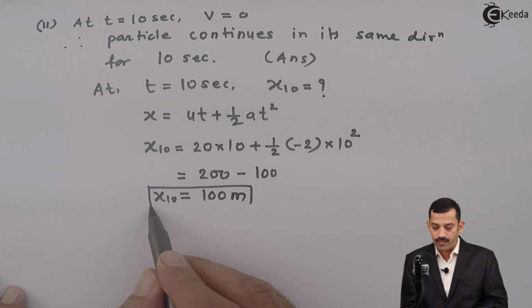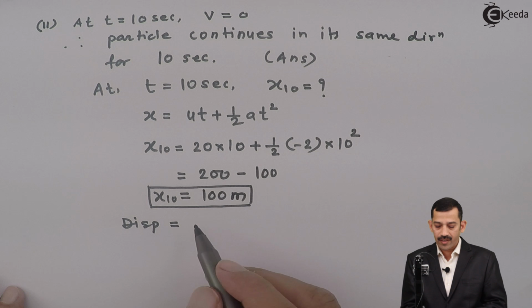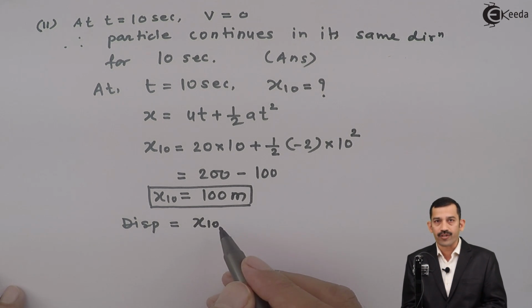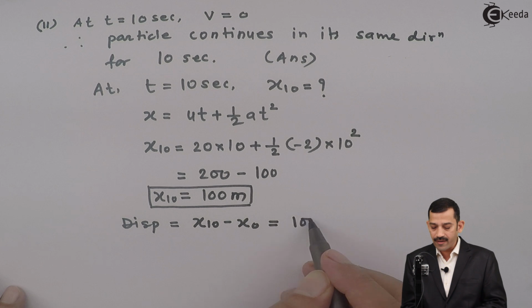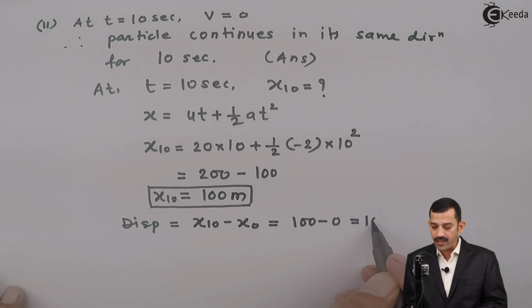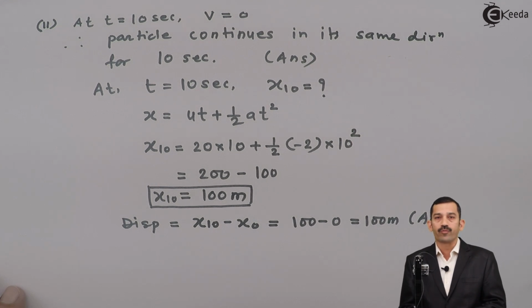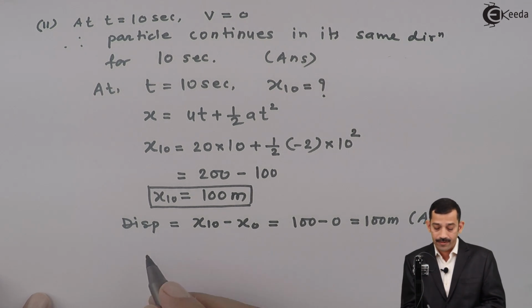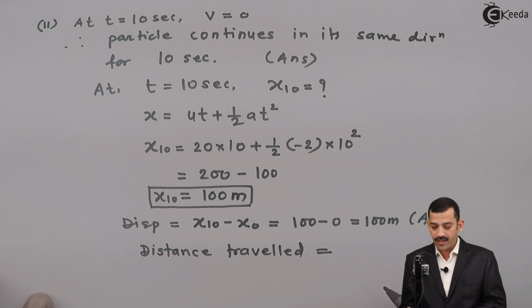Displacement is always final position minus initial position. Displacement: final position is at 10 seconds, x10. Initial position is the origin, x0. What we get here is 100 minus 0, the answer is 100 meters. Up to 10 seconds, the particle continues its motion in the same direction, therefore displacement and distance travelled are the same. That means at 10 seconds, distance travelled is the same as displacement. Distance travelled is equal to 100 meters.